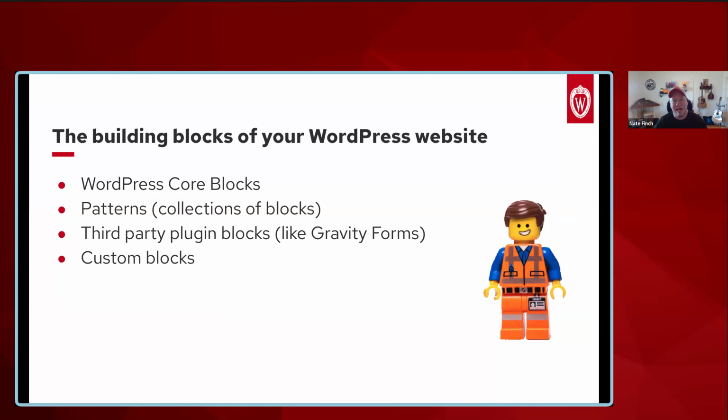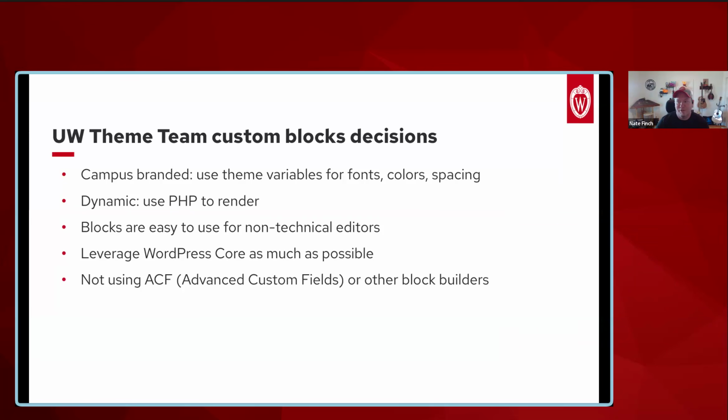We also have third-party plugins like Gravity Forms that are available for your website, and specifically on WhiskWeb. And for this talk specifically, we're looking at how you can build your own custom blocks, right? And how we've built the custom blocks that are available for the UW Theme 2.0. We made a lot of decisions going forward on all these blocks.